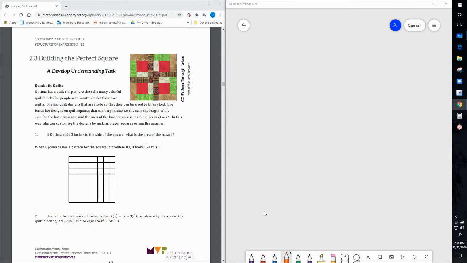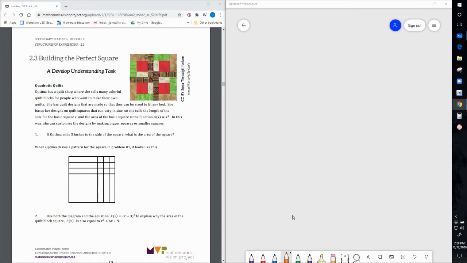It's a develop understanding task called 2.3, Building the Perfect Square. Develop understanding tasks mean it's going to be new and difficult, so please allow yourself to struggle. Please allow yourself to make some mistakes, and don't just take the answers and turn it in and think that you have succeeded. You have succeeded if you make some mistakes and are able to correct those mistakes and learn from them.